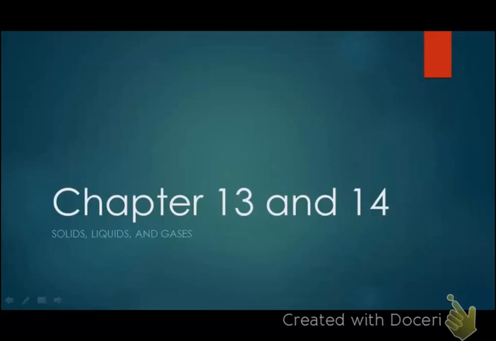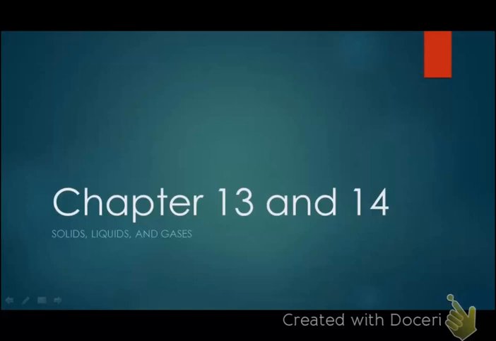I want to take a few moments to begin our information from the textbook, talking about liquids, solids, and gases. As you see, this is going to be taken from really two different chapters that we're going to cover, so I need you to stick with me. Make sure you're filling out your guided notes as we continue on.